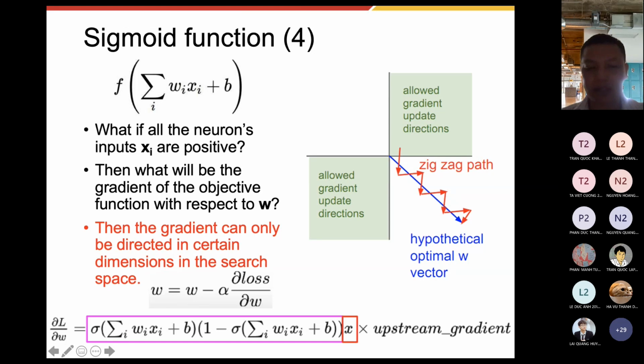Because the delta loss in our case here is always positive, for example, because x_i is always positive, you are always updating the weight to be smaller, smaller, smaller. In the other case, you are always updating the weight to be bigger, bigger, bigger. And that's the reason we are saying here that the gradient can only be directed in a certain dimension of the subspace. It cannot go to the other part of the subspace. Is that clearer?